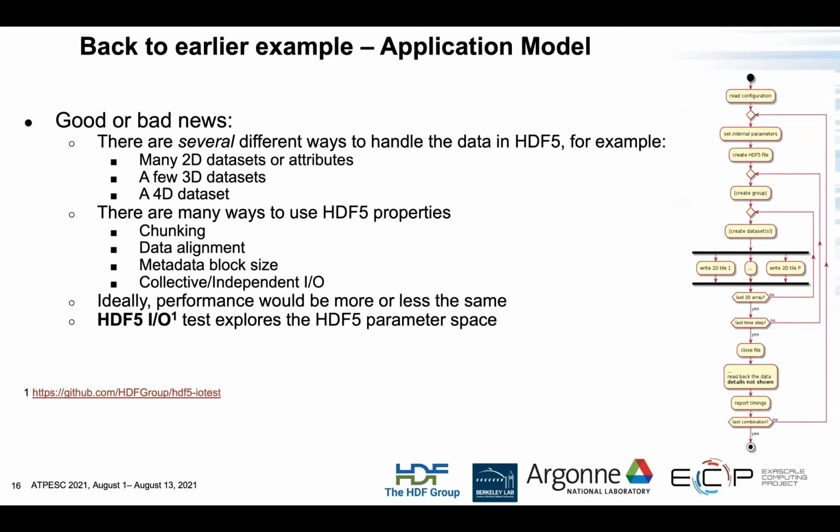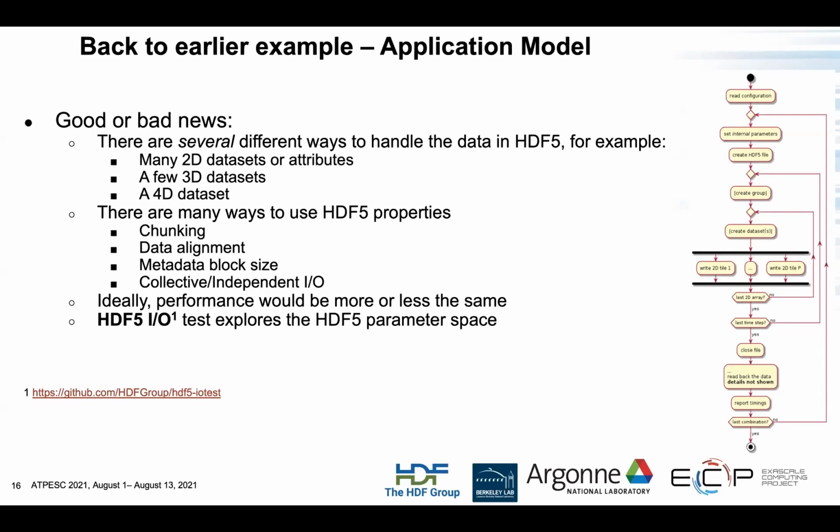There's good or bad news, depending on your view: as I mentioned, you can do several different ways of representing the data, either in 2D, 3D, or 4D data sets. And there are many ways to set their properties. You could do chunking, decide how you're going to do data alignment, consider the effect of the metadata block size, and whether you're going to do collective or independent. Ideally, in an ideal world, of course, none of this would really matter, and it would all be pretty much the same whatever you choose. But in the real world, that's not the case.